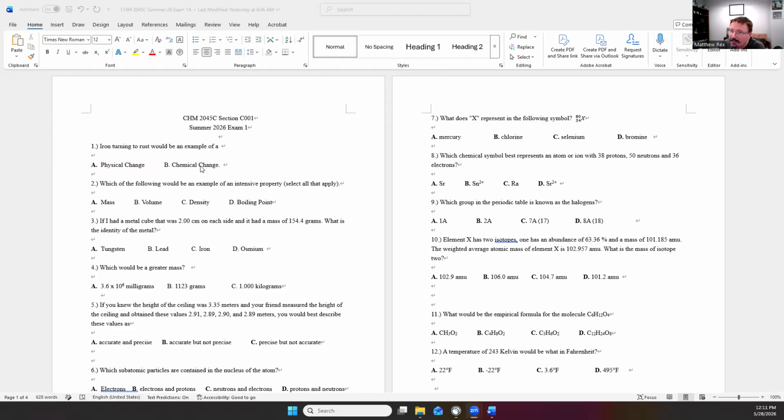Iron turning to rust would be an example of a physical change or a chemical change. Remember, with a physical change, the substance itself should still be the same chemically from one side of that change to the other, whereas with a chemical change, it will have changed in some way chemically. It'll be a different thing, a different compound, or whatever it happens to be. So in this case, iron turning to rust.